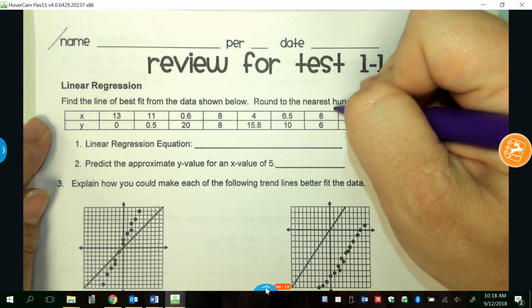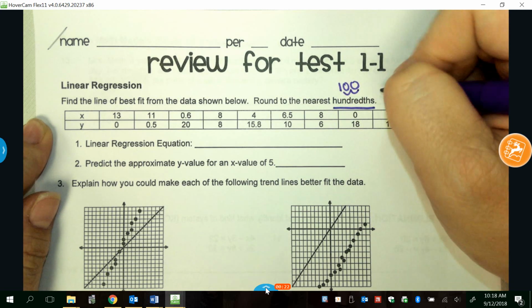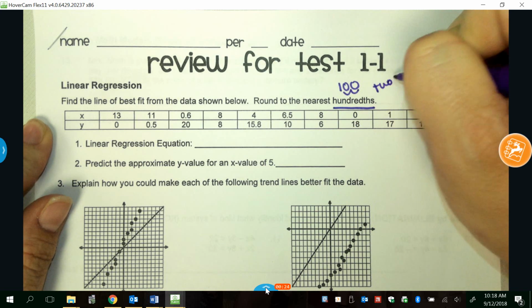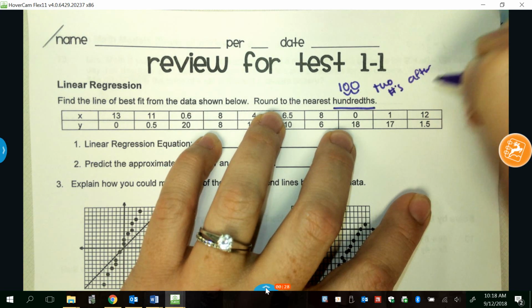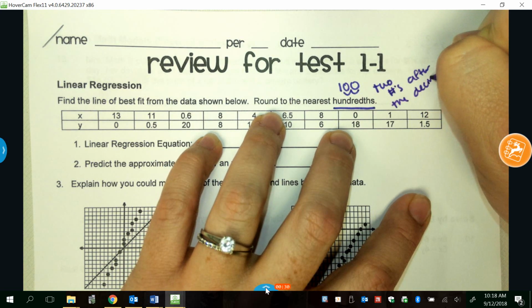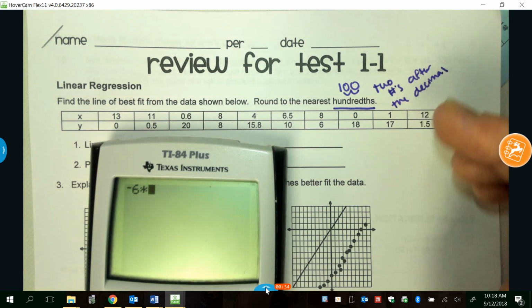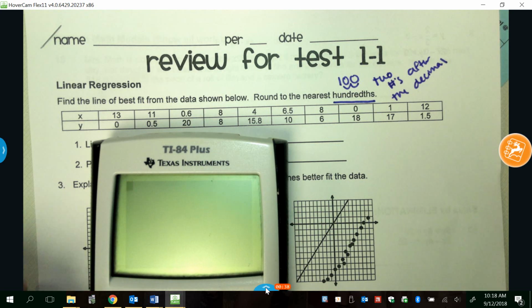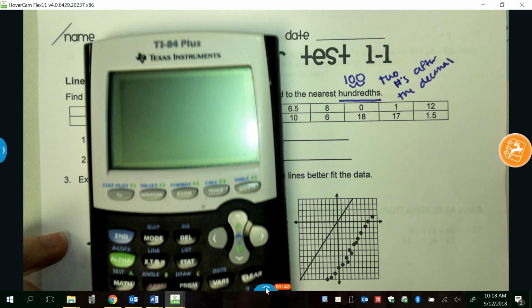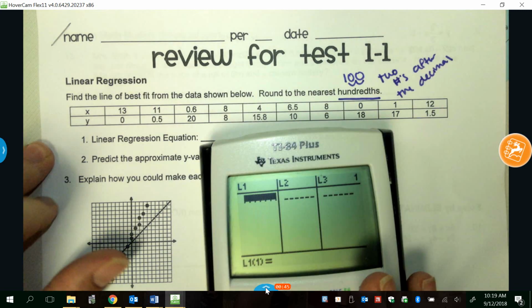Guys, please remember, 100 has 2 zeros. That means you're going to have 2 numbers after the decimal. Okay, so remember, first we're going to start in our calculator, and you're going to go to stat. So I'll show you stat and press enter, and we're going to type in the data.